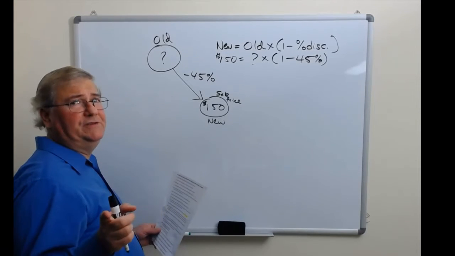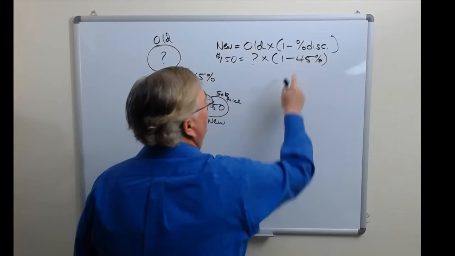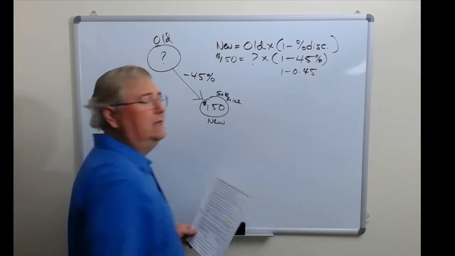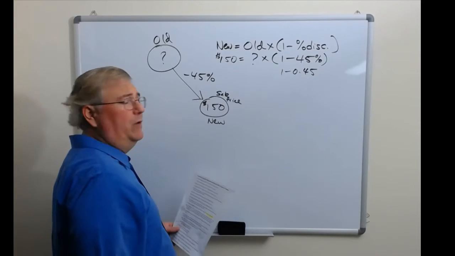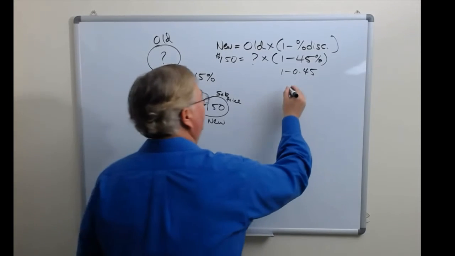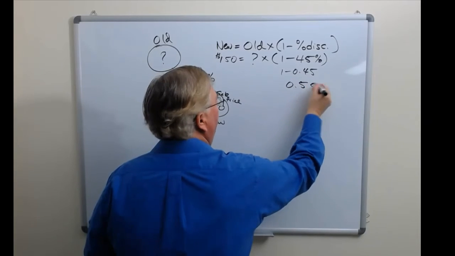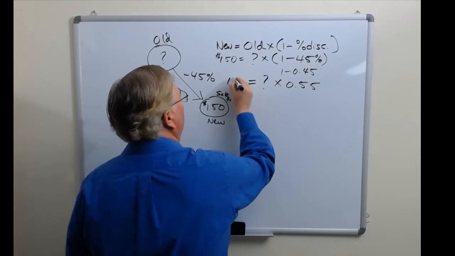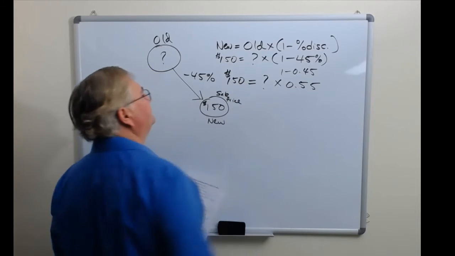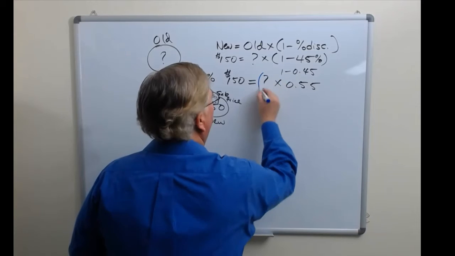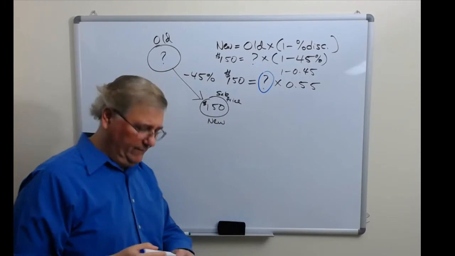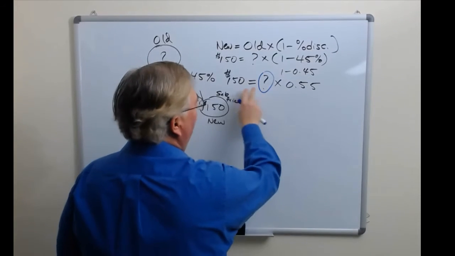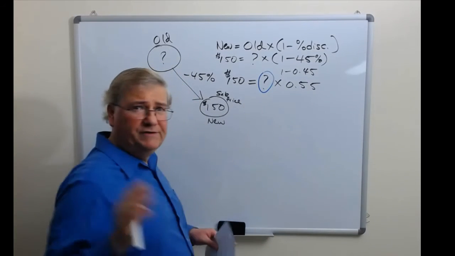Let's work the parentheses first. 1 minus 45% is 1 minus 0.45. And 1 minus 0.45, if you use your calculator, that's easy enough. That's 0.55. Multiply that by question mark, and that should equal, in this case, $150. Now, once again, we have to work to isolate this number right there, this question mark, this particular value. Once we've isolated this alone on one side of the equation, we've solved the problem.